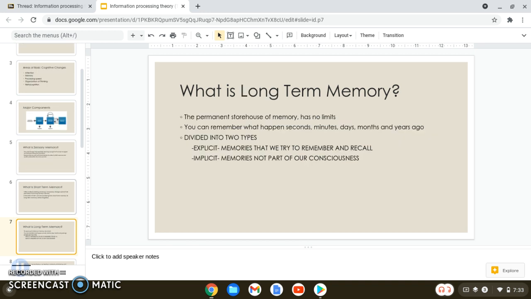What is long-term memory? The permanent storehouse of memory has no limits. You can remember what happened seconds, minutes, days, months, and years ago. It's divided into two types. Explicit is memories that we try to remember and recall. Implicit is memories that are not part of our consciousness.